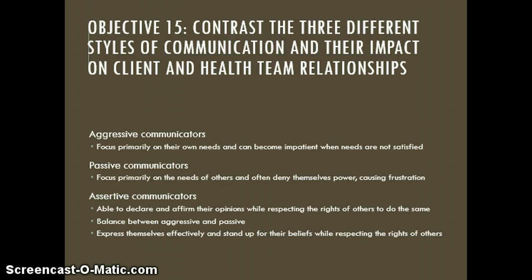Passive communicators focus primarily on the needs of others and often deny themselves power, which causes frustration within those individuals. Assertive communicators are able to declare and affirm their opinions while respecting the rights of others to do the same. It is a balance between aggressive communication and passive communication. These individuals express themselves effectively and stand up for their beliefs while still respecting the rights of the other members of the group.